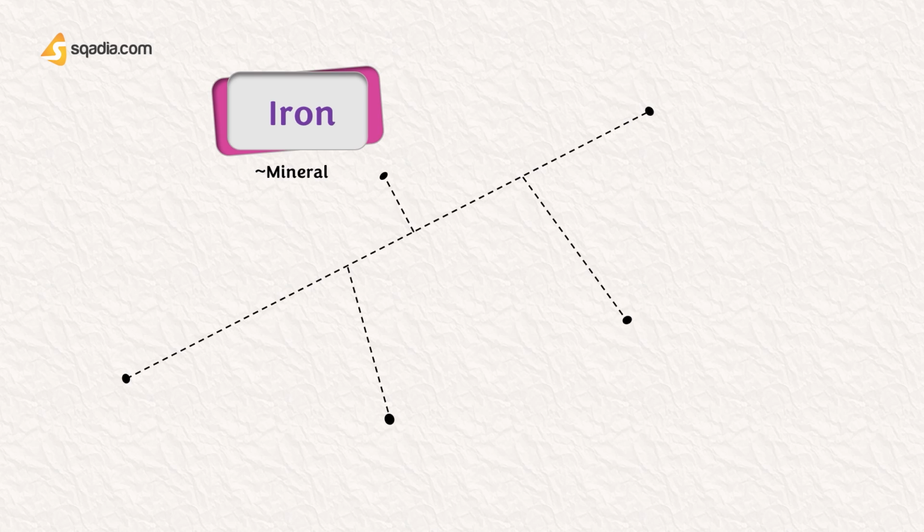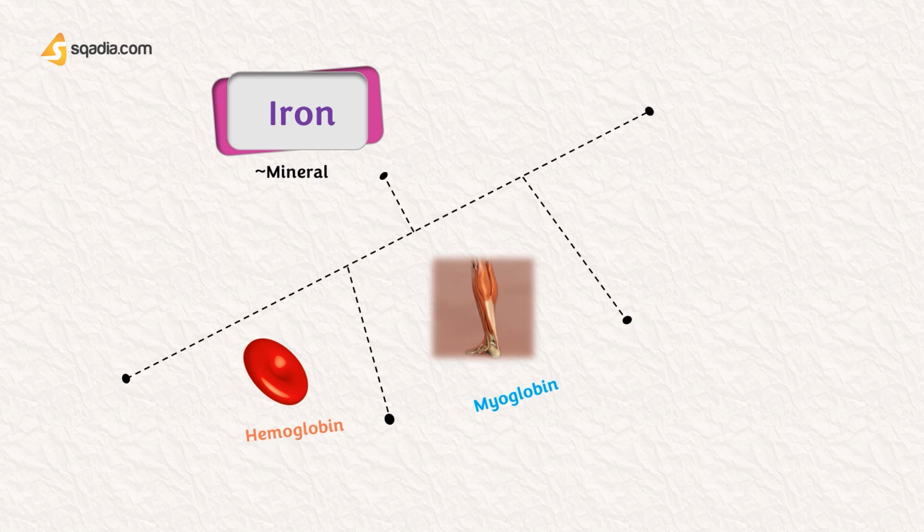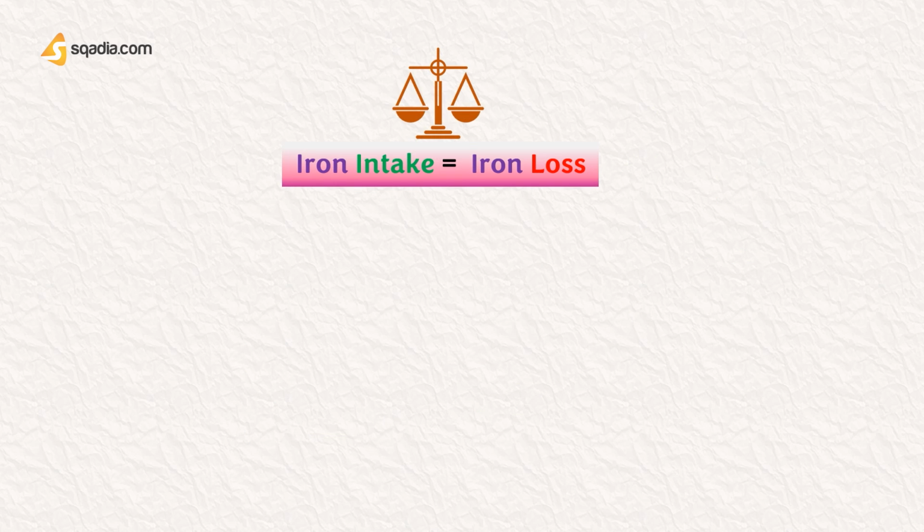Iron is a mineral and a crucial component of numerous proteins such as hemoglobin, myoglobin, and enzymes in mitochondria for ATP generation. Iron intake is usually equal to iron loss. Iron stores are replenished as dead RBCs release their content and iron is recycled. Iron is taken in diet from animal and plant sources.